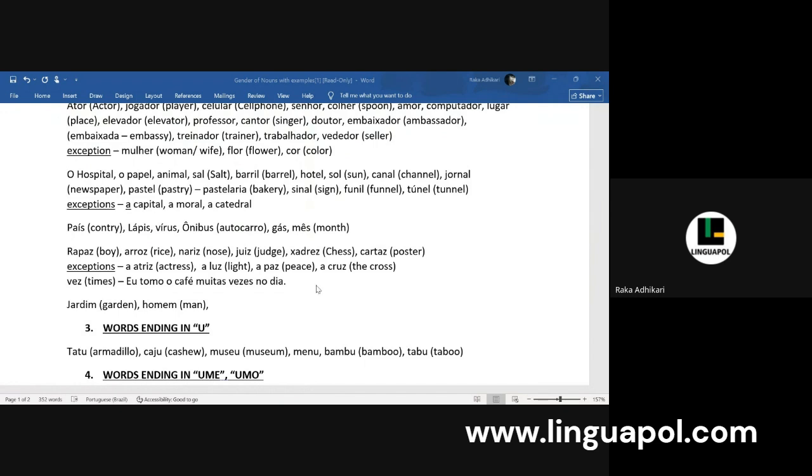Mostly we have adjectives under this category, like bom. Okay. These are adjectives, but they are masculine. So I will remove these words, but just for your information, these are masculine words. Like the word jovem. Jovem means young. Okay. These are adjectives, but since they are ending in M, they are masculine words.